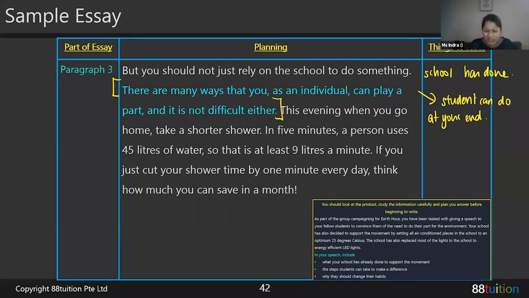That's a lot, actually. If you just cut your shower time by 1 minute every day, think how much you can save in a month. So 1 minute times 30, that's like 9 times 30, that's 270 liters of water. Well, that's a lot of water. Okay, you can save a lot. So basically, that's a call to action. You're calling the students to act.